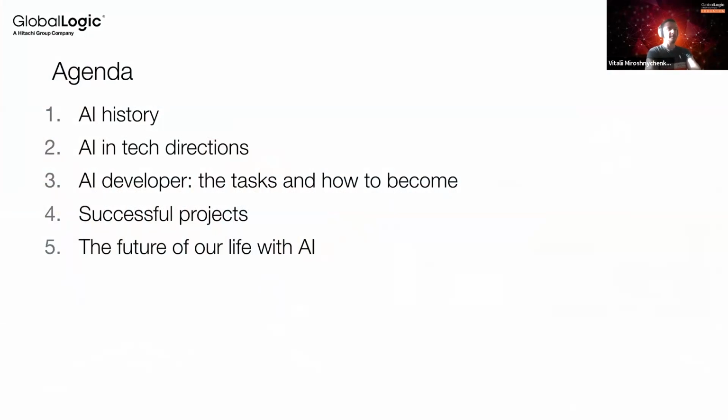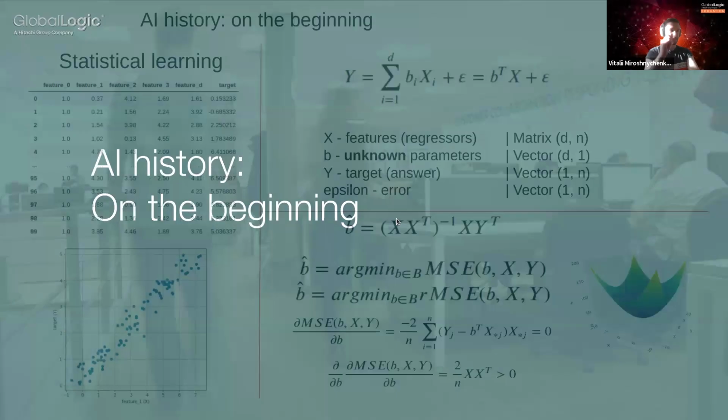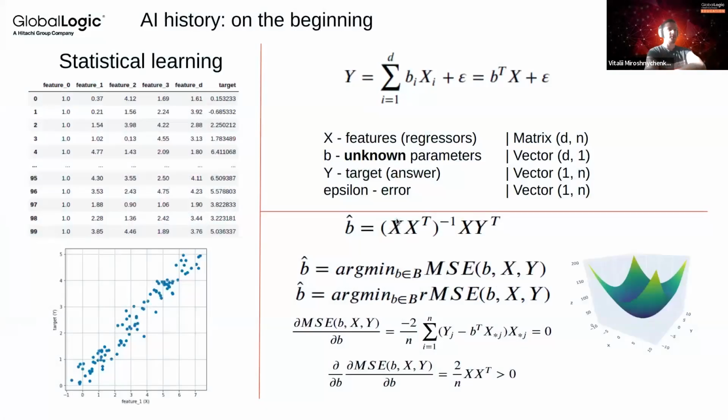The third theme is about the AI developer. What are the tasks of an AI developer, who is it, and how to become one. The fourth theme is successful projects. And the last thing is about the future of AI in our life. So let's start from the history. As I said, I'm going to show you several slides with formulas. This is the first one, and later we will have one slide more.